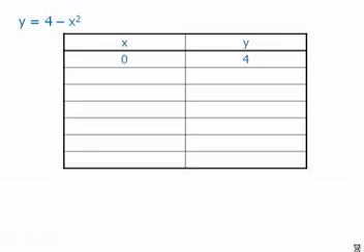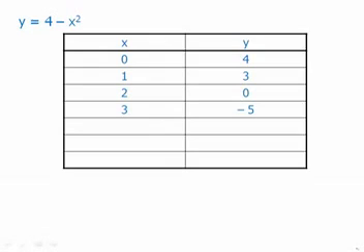Well, a very easy way to do this would just be to plug in some values. So for example, we plug in x equals 0, we get y equals 4. We plug in x equals 1, we get y equals 3. Plug in 2, we get 0. Plug in 3, we get negative 5.